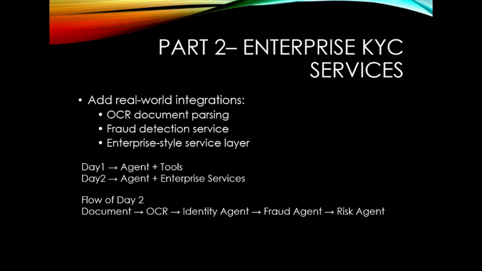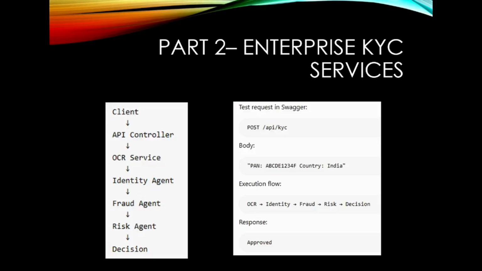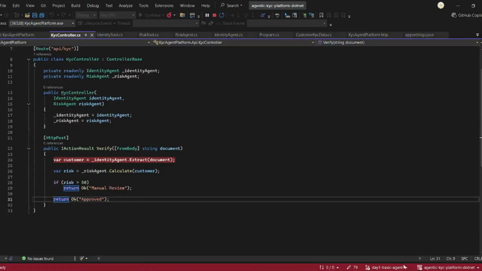Earlier, in day 1, we have done only identity and risk. Now we are checking the fraud case and other things. So let's see how day 2 works. The flow is client, API controller, OCR service, identity agent, fraud. Similarly, you can see the PAN number, I will give something like that. And the execution flow will be OCR, identity, fraud, risk detection. So we'll move to day 2.